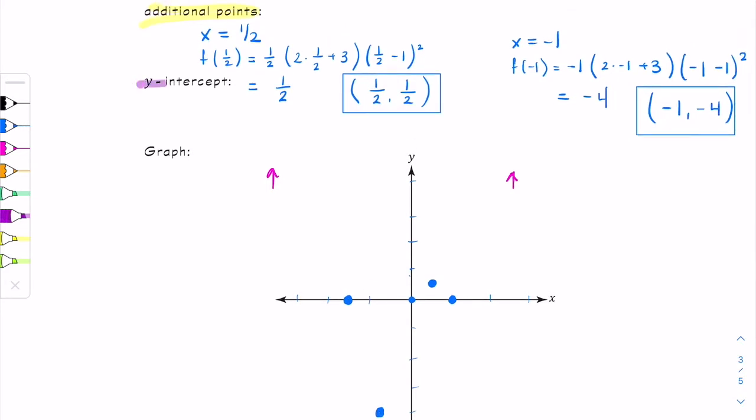The last step is to find the y-intercept, which is found when you substitute 0 in for x. You can probably already tell what the y-intercept is because we do have it graphed, but when you substitute 0 in for x into the original equation, your output is 0, so your y-intercept is at 0, 0.